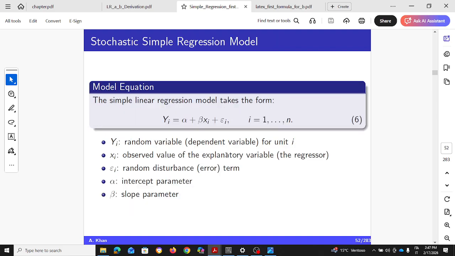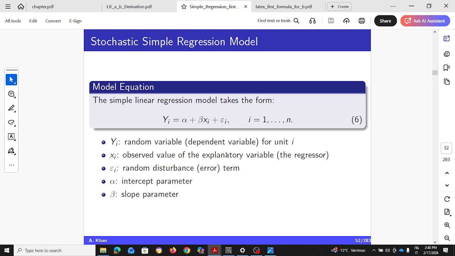Let's recall our model. The simple linear regression model, we can write it in this form. Before, we wrote it as yi equal to a plus b xi. Remember? Now we have a change of notation. In place of a, we write alpha, which is the standard notation. In place of b, we write beta. And then we have a new term, which is plus epsilon i.